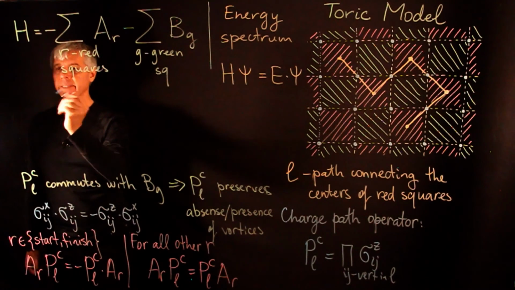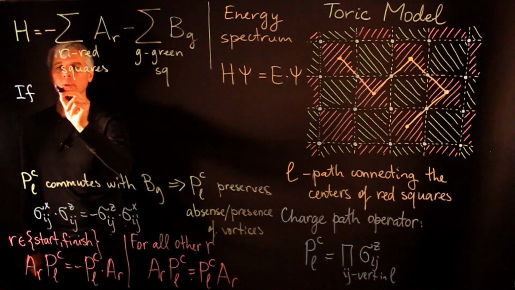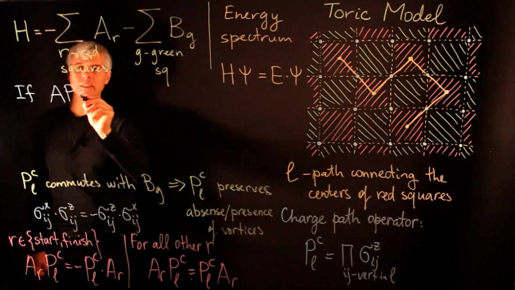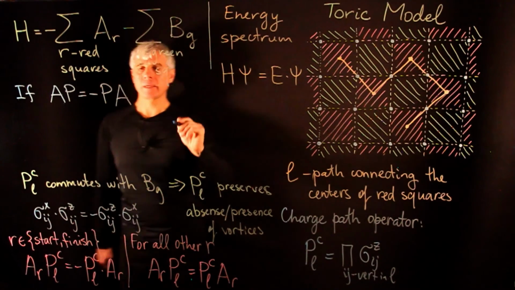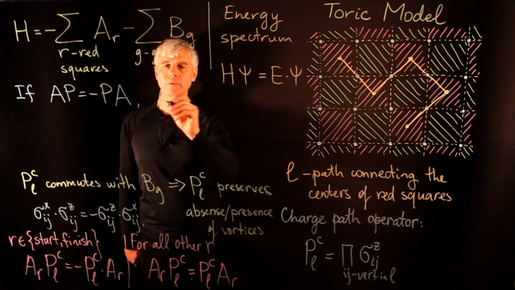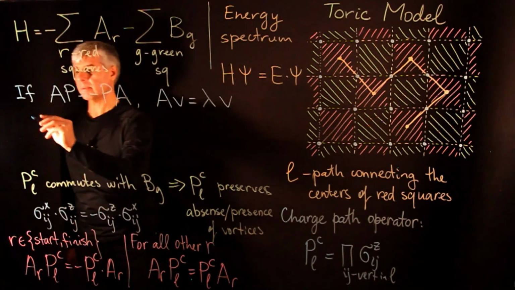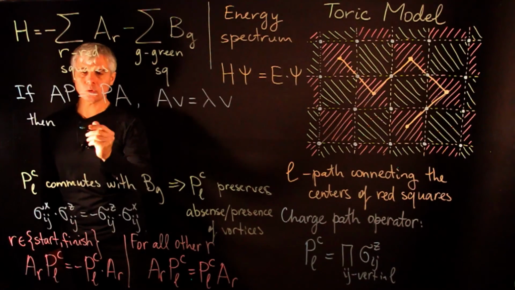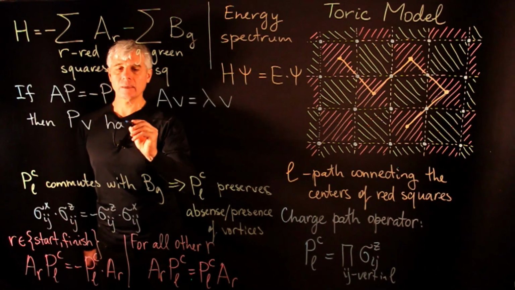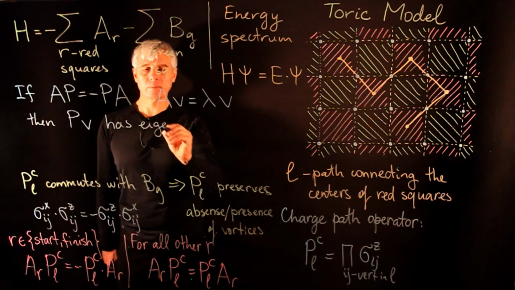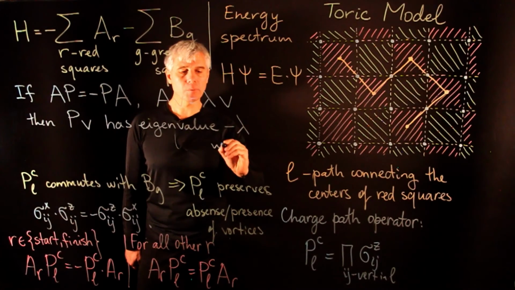Now we apply linear algebra: if we have two operators that anti-commute, so AP is equal to minus PA, and V is an eigenvector for A with eigenvalue lambda, then it is easy to check that the vector PV has eigenvalue minus lambda with respect to A.